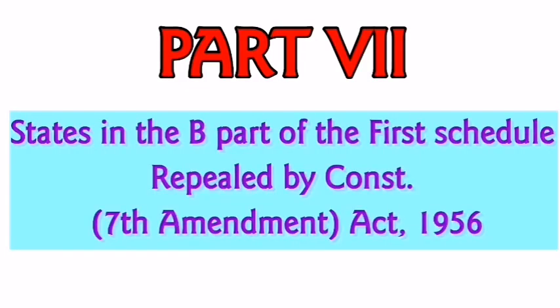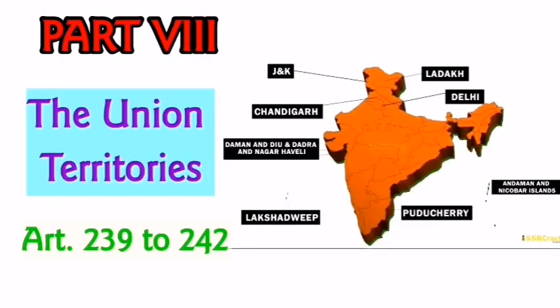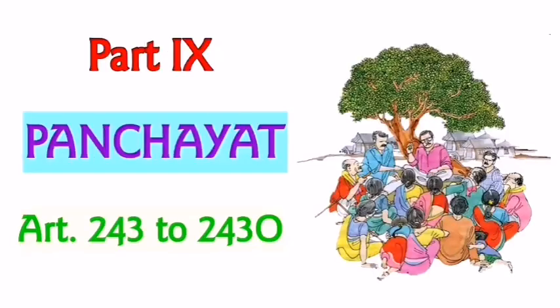Part 7 is about the states in the B part of the First Schedule, repealed by the Constitution. As I already said, it was deleted by the 7th Amendment Act 1956. Part 8 of the Constitution is about the Union territories, and Articles 239 to 242 come under Part 8. Part 9 of the Constitution is about the Panchayat, and Articles 243 to 243O come under Part 9.